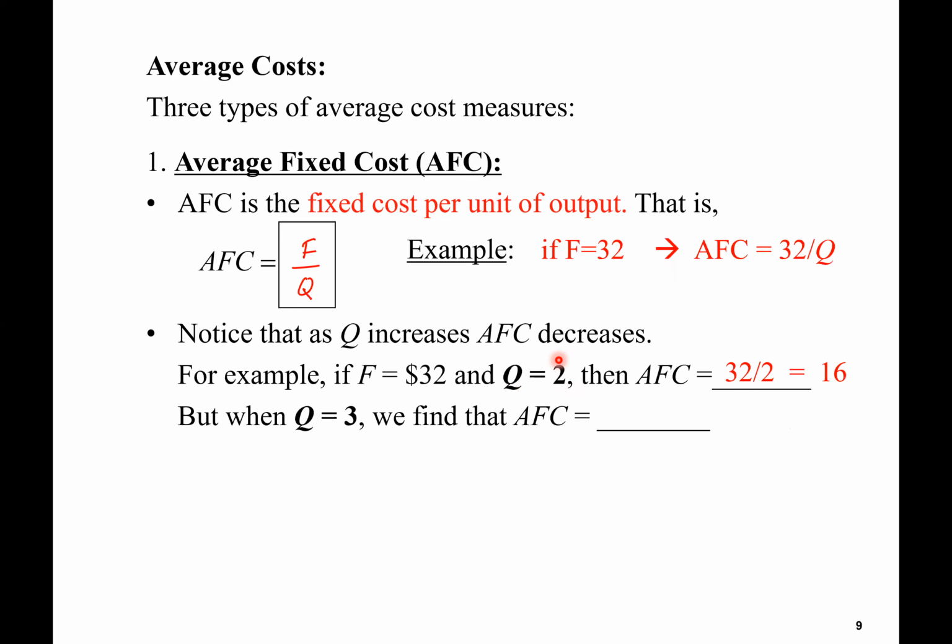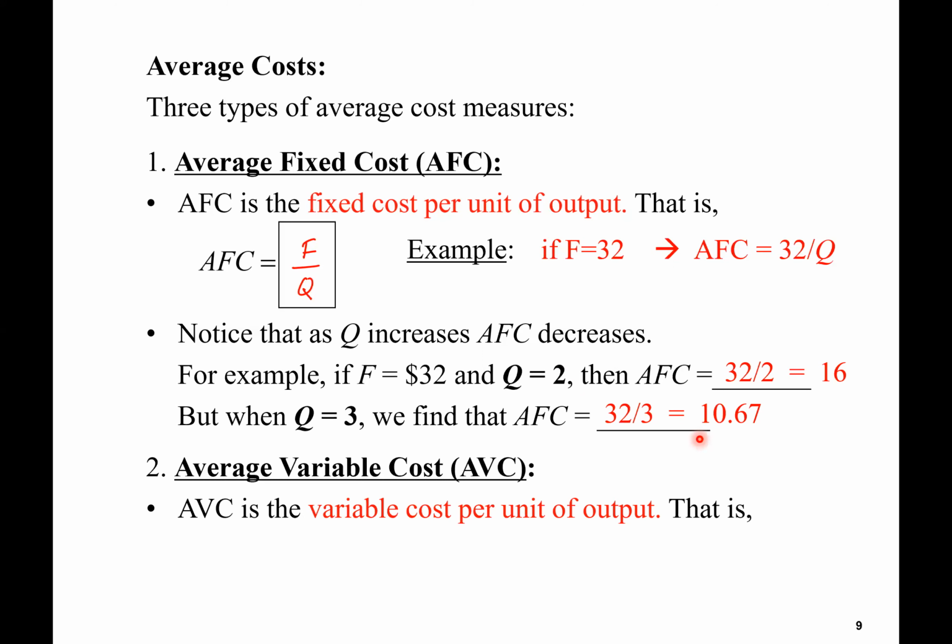If you raise the output level to 3 units, then AFC, average fixed cost, falls to $10.67, right? So from $16, it falls to 10.67. Okay, so now let's move on to the next type of average cost calculation, average variable cost of production.